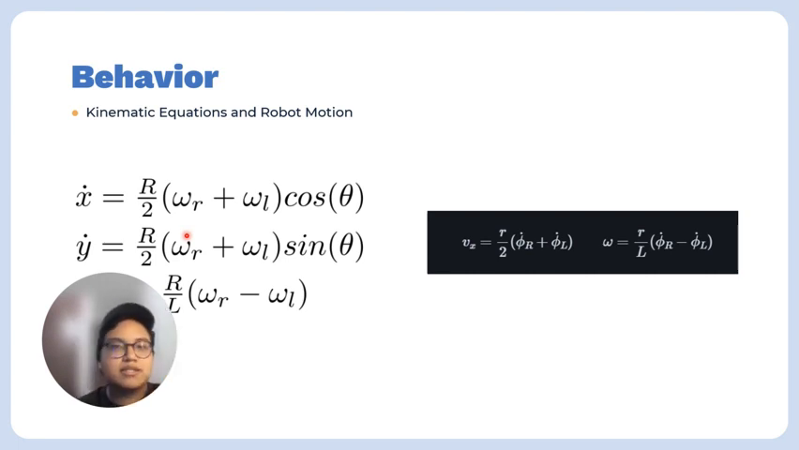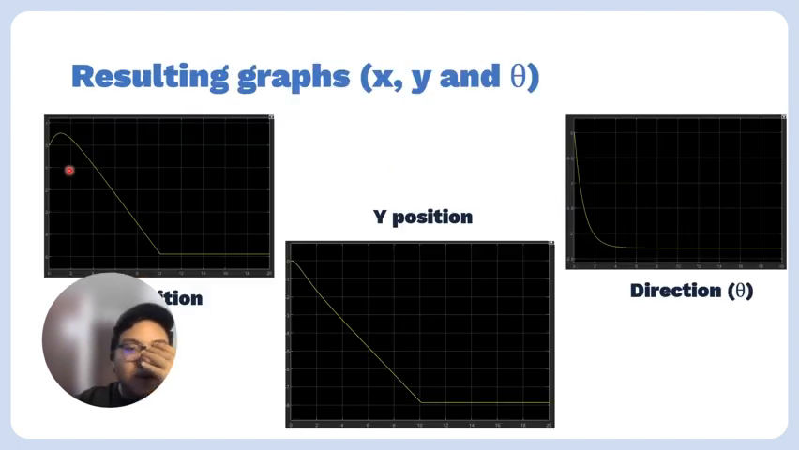In a broader context, the kinematic model for a differential drive robot, or a DDR, can be described as following. And this equation allows for various linear and angular velocities by independently controlling each wheel's speeds. Here we have the resulting graphs, both for x and y position and for our direction.